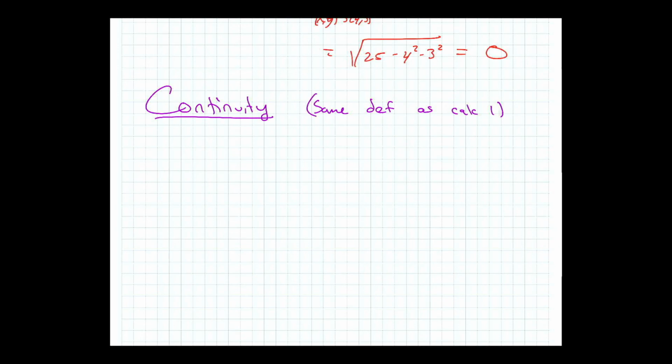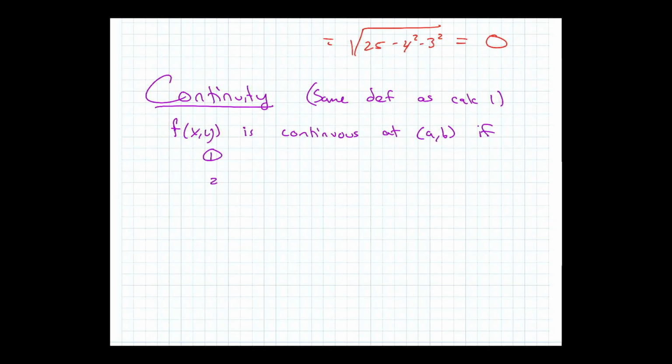So we say f(x,y) is continuous at (a,b) if, and there's three conditions for continuity. First of all, you need the function value to exist. So you need to be able to plug in (a,b).